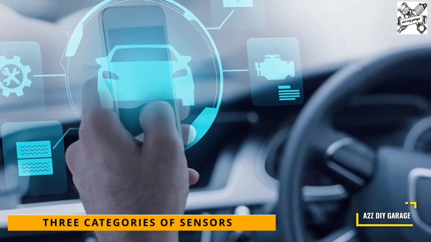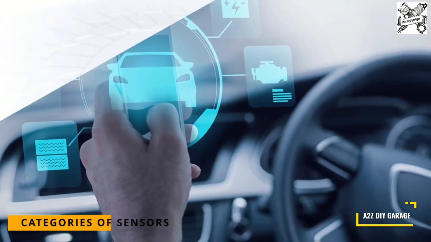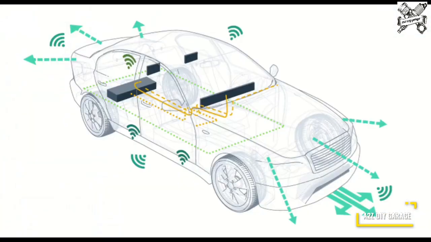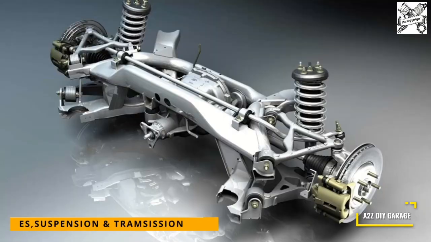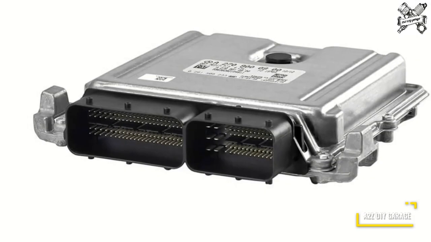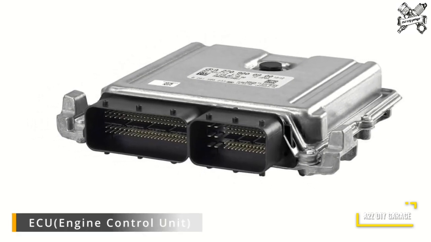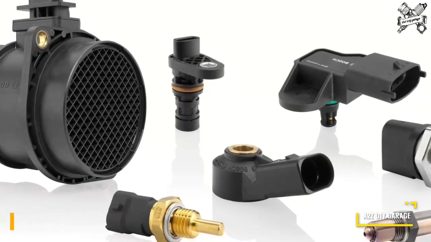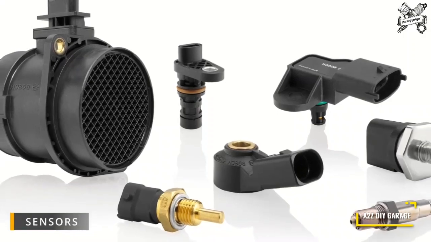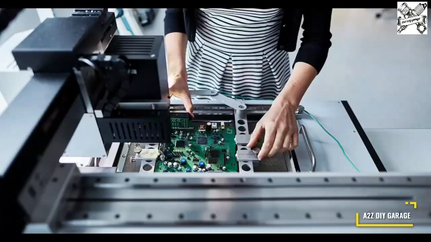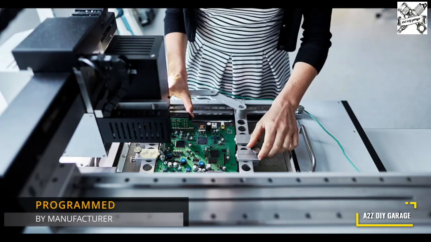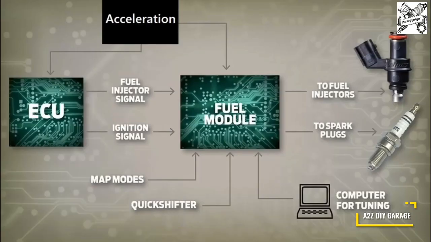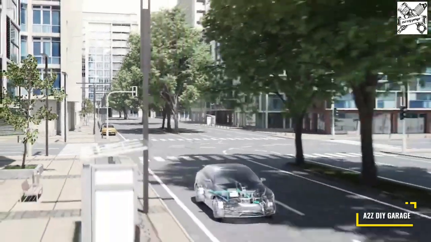Sensors are classified into three categories: sensors for engine control, sensors for body control, and sensors for other components such as brakes, suspension and transmission. The engine control unit, or ECU, receives information from various sensors on the engine, compares that information to predetermined programming decided on by the manufacturer, and then sends outputs to the spark plugs, fuel injectors and other components to allow the engine to run as effectively as possible.